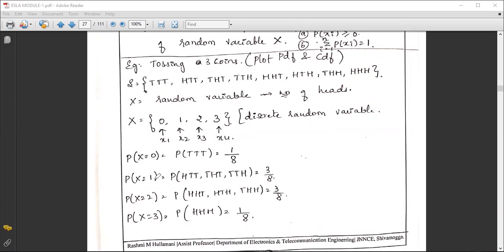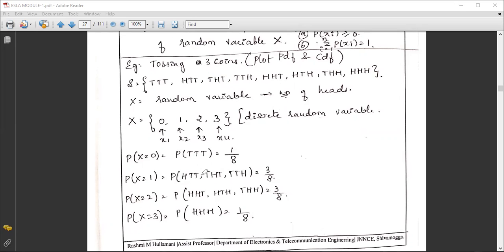Now the probability of x equal to 0, where x is the number of heads. Next, the probability of x equal to 1 means the random variable, number of heads, is 1. The outcomes are HTT, THT, and TTH. In each of these outcomes we have exactly one head, so in 3 outcomes we have one head.